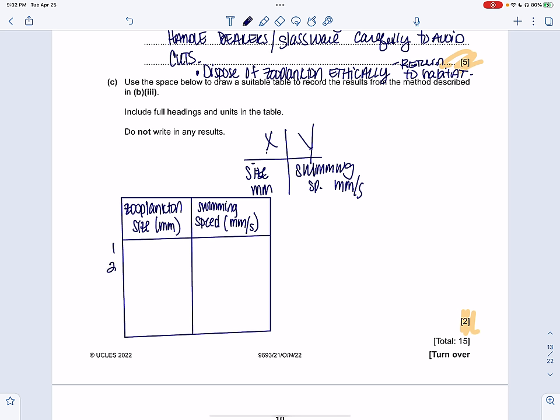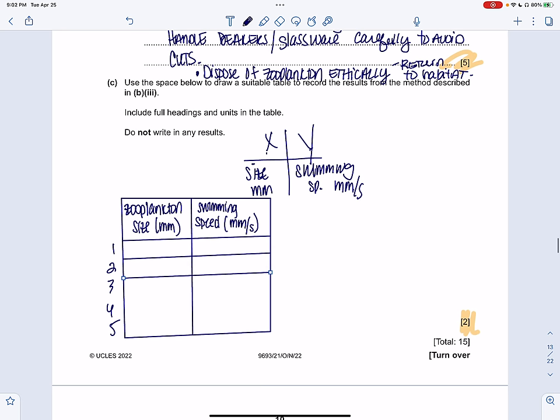Okay, and we want 1, 2, 3, 4, and 5. We want to have at least 5 lines. A good rule to have, and then don't include fake data. You don't have the data unless you're told it's not appropriate to do fake data.